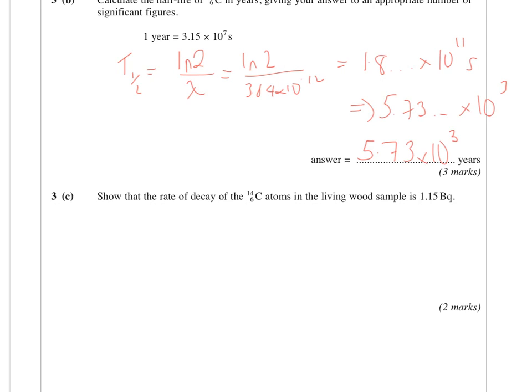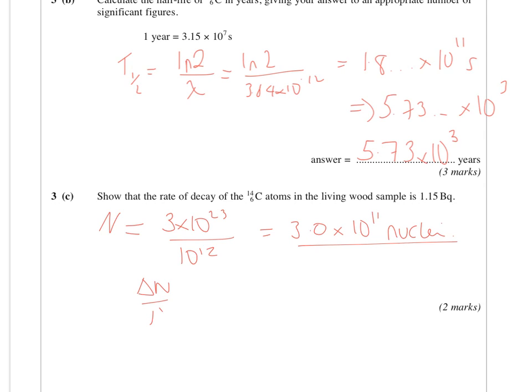Alright, so next question. Show that the rate of decay of the carbon atoms in the living wood sample is 1.15 becquerels. So the first thing we need to do is calculate the number of nuclei. So that's going to be the total mass divided by this number here. So it's going to give you 3.0 times 10 to the 11 nuclei. So that's the number of nuclei you've got.